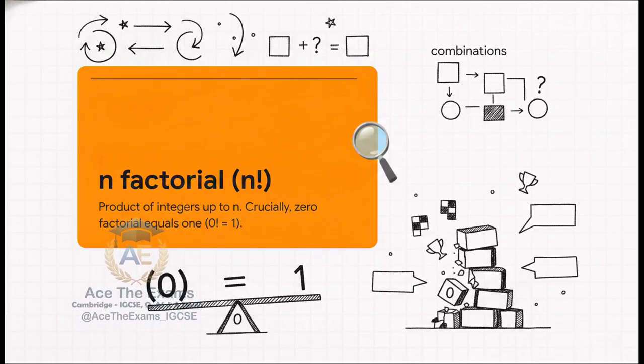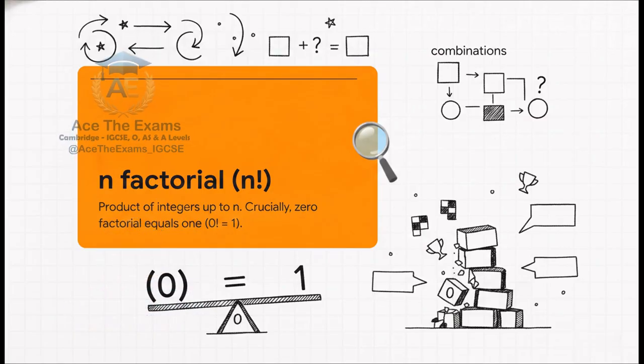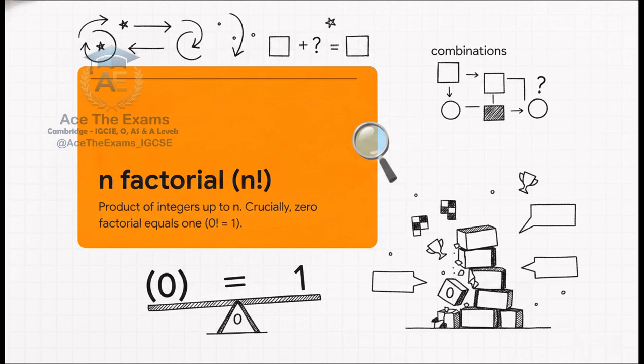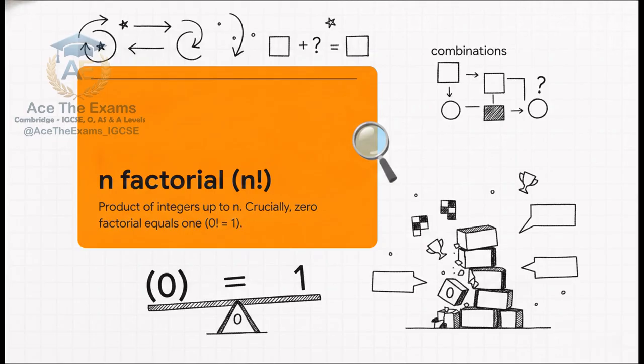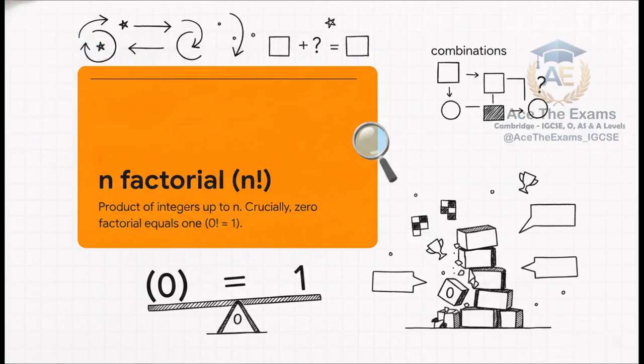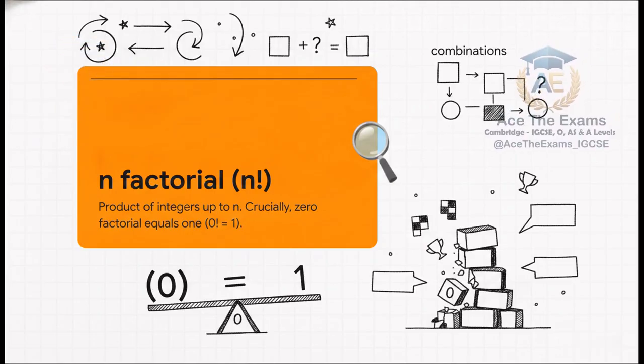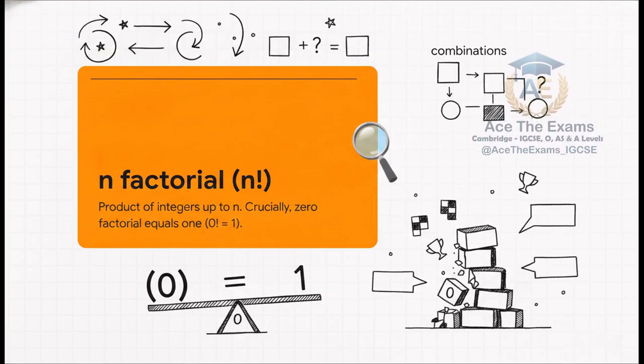But here, listen closely, because here is where examiners trap thousands of students every single year: the strict, undeniable mathematical rule that 0 factorial equals 1. Now you might be wondering, why on earth is 0 factorial 1? That makes no intuitive sense. Well, think about combinations. How many ways can you choose 0 items from a set of 0 items? There's exactly one way to do it: by doing nothing. It's what mathematicians call an empty product.